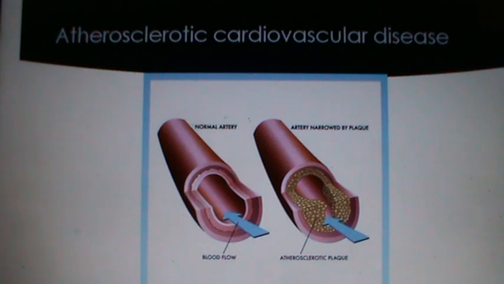As we all know, in this diagram one shows the clear, normal blood flow in the coronary artery, and in the second diagram there is atherosclerotic plaque formation. This is because of the infection which may be present in the arteries and may result in cardiovascular disease.